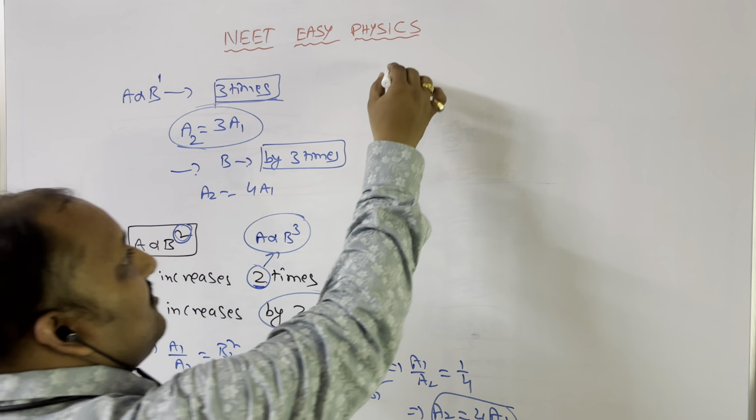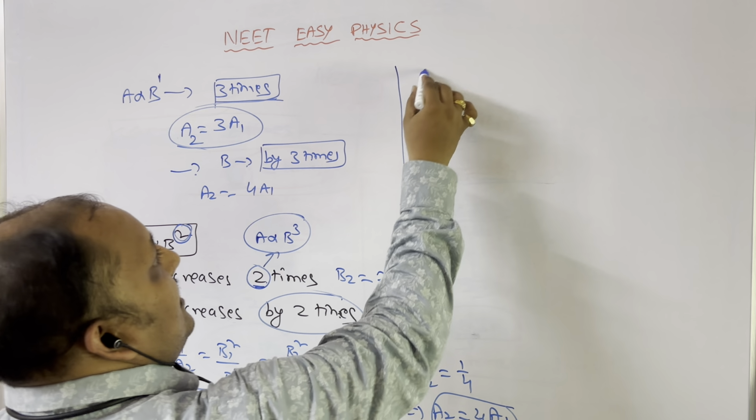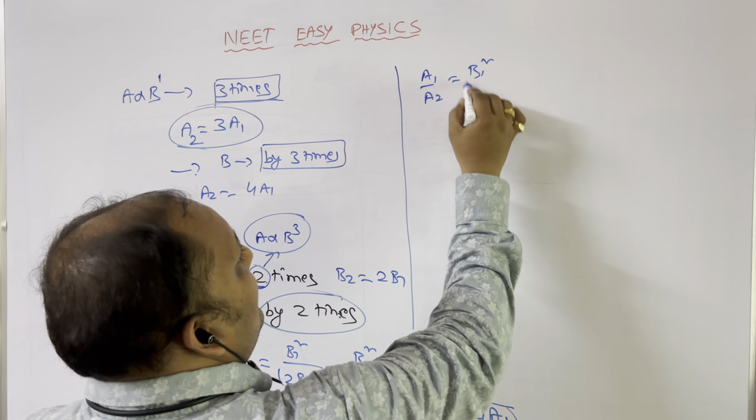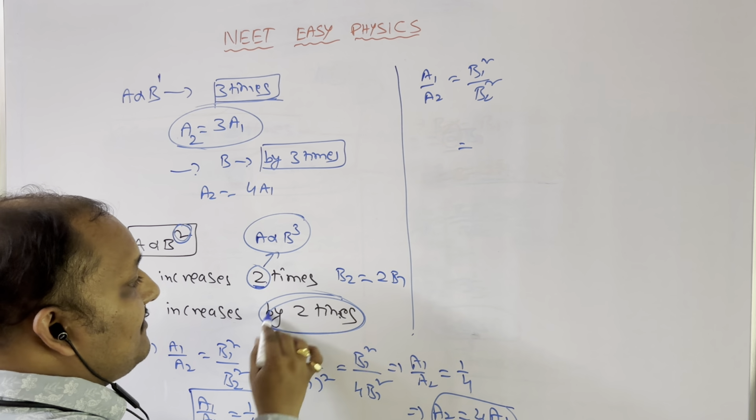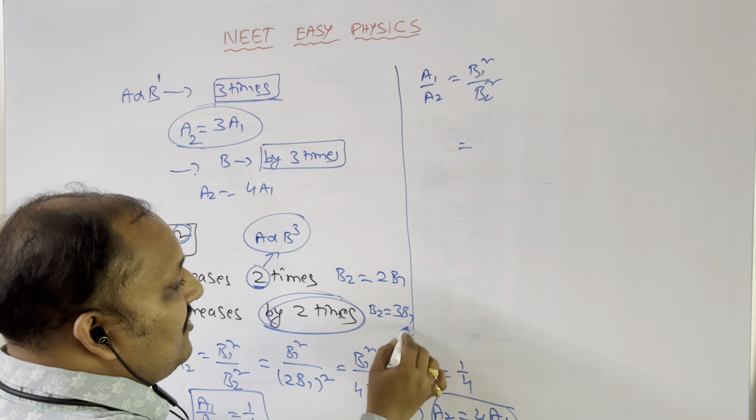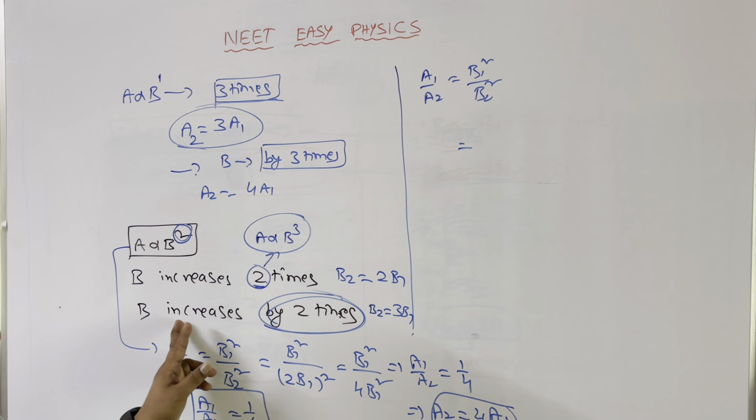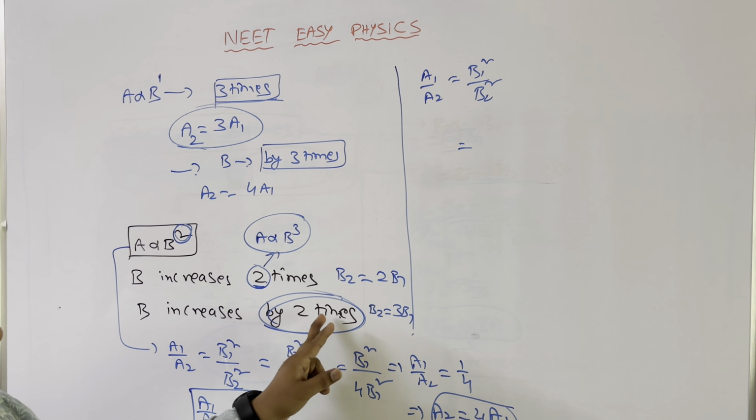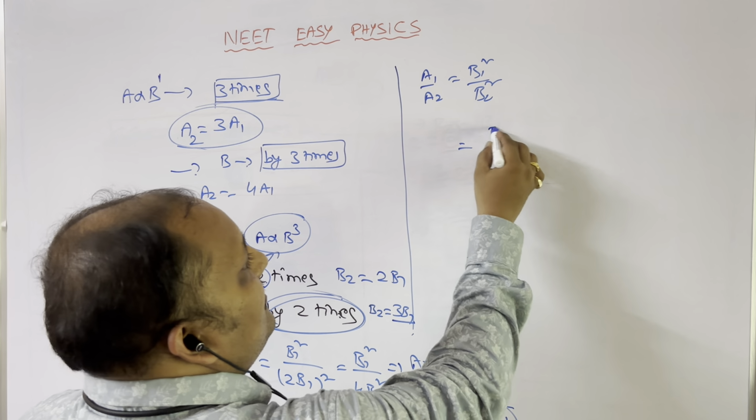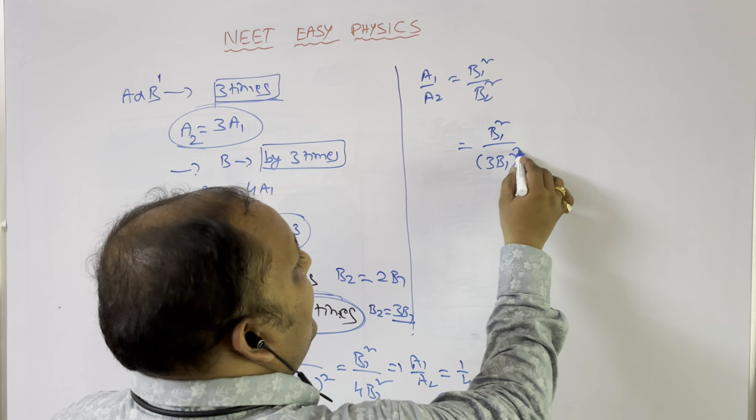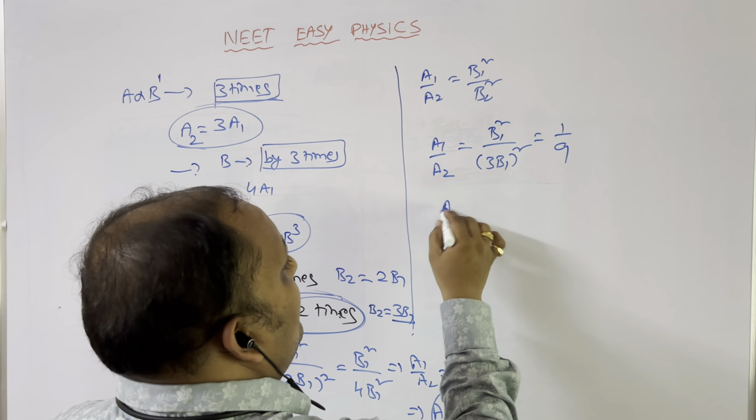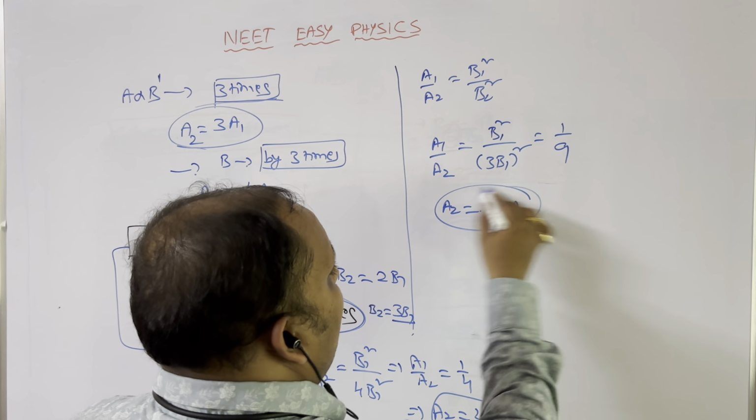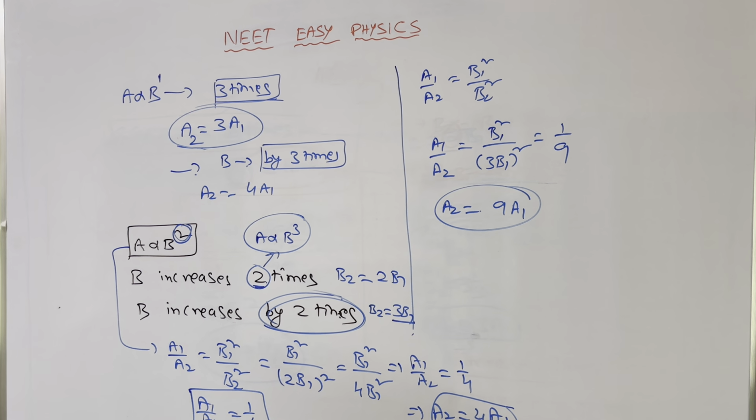Now you will see increases by 2 times. How will increases by 2 times come? Same question: A1 by A2 is B1 square by B2 square. So what is B2 now? Increases by 2 times means B2 is going to be 3B1. Already we said, when discussing previously, B increases by 2 times means B1 plus 2B1. Therefore you got 3B1. If you substitute here, B1 square by 3B1 whole square, you are going to get 1 by 9. Now A2 is going to become 9A1. See the difference in how it comes.